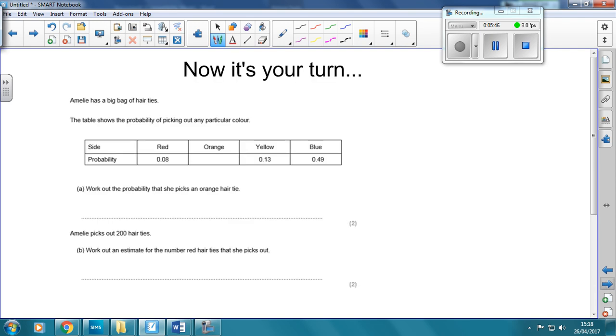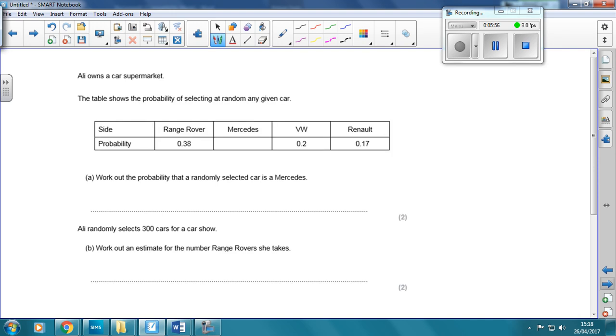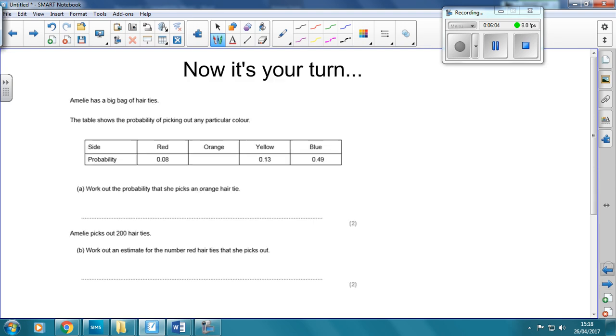So now, it's your turn. And we've got 2 questions here. We've got this one. And if I give you a couple seconds just to read through this one, then you can pause the video and have a go at this. And then once you've done that, we've got this question here. So now what I want you to do is pause the video, have a go at this, and then I'll go through the answers.